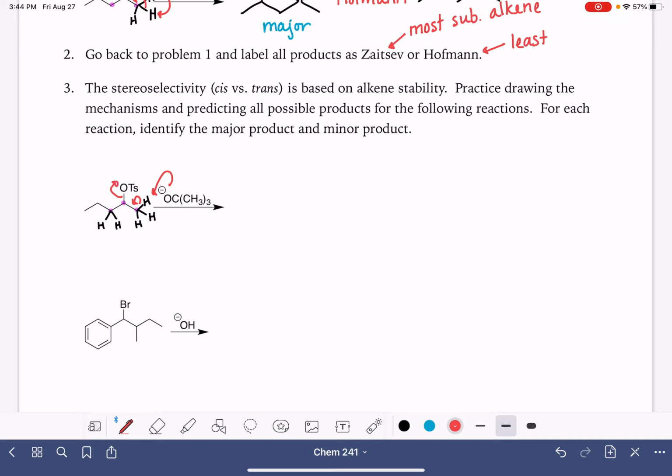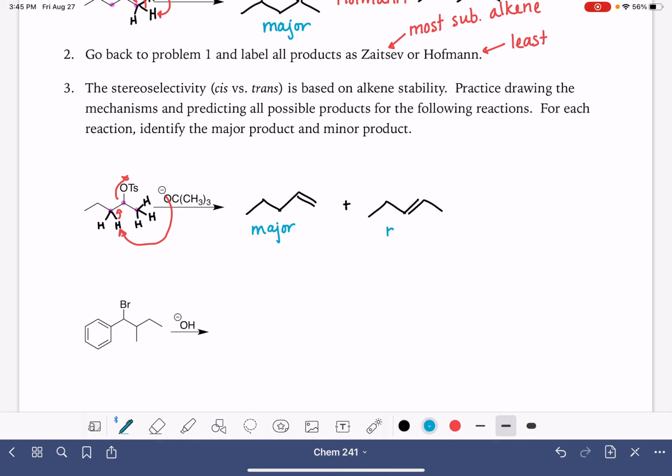It's going to give us something that looks like this. And this will be our major product. Now this did say to draw all possible products, so there's my major product. But what I'm going to do is draw the minor product, which would come from the bulky base grabbing one of the hydrogen atoms from the secondary carbon, like that. So that would give me a product that looked like this.